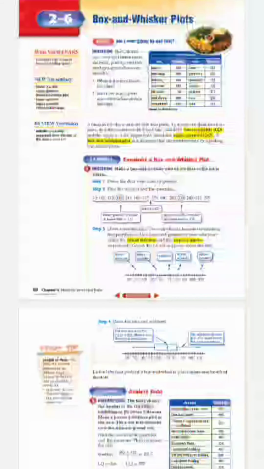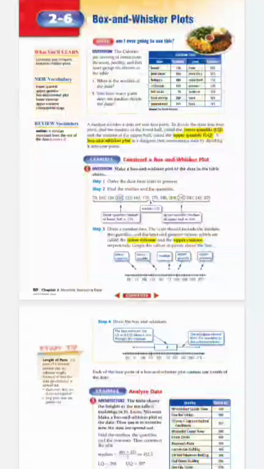Box and whisker plots. When am I ever going to use this? Nutrition. The calories per serving of items from the meat, poultry, and fish food group are shown in the table. 1. What is the median of the data? 2. Into how many parts does the median divide the data? A median divides a data set into 2 parts.